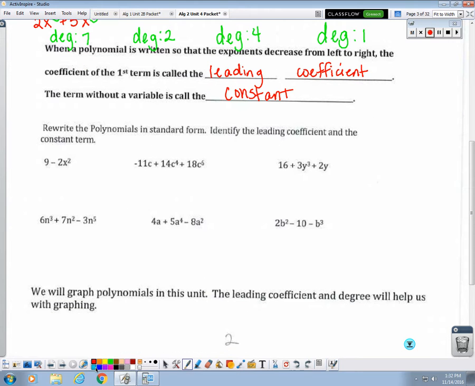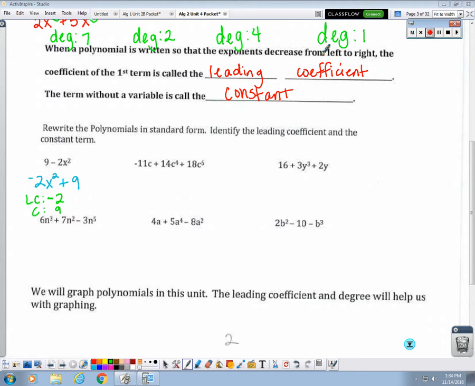Okay, so first let's rewrite this one in standard form. What will it look like once it's in standard form? Right, you've got to remember to carry that negative with the 2. And then plus 9, because the 9's positive. Okay, what is the leading coefficient of that polynomial? Negative 2. Because the leading coefficient is the coefficient of the first term. My first term is negative 2x squared, so the coefficient of that is negative 2. And then what is the constant value of this polynomial? 9. Okay, go ahead and try the remaining 5.